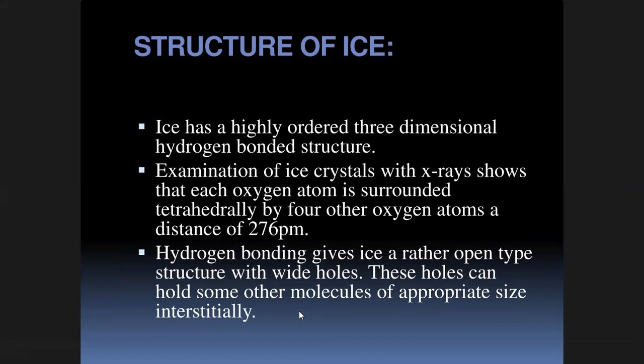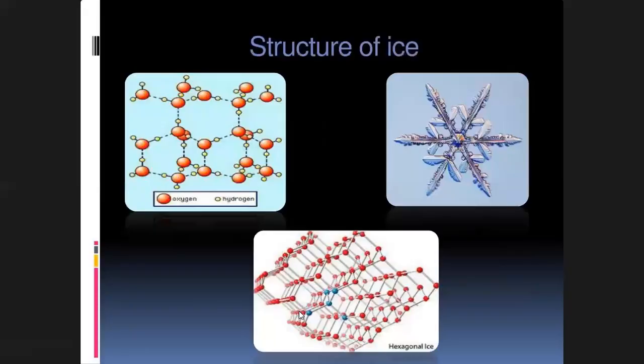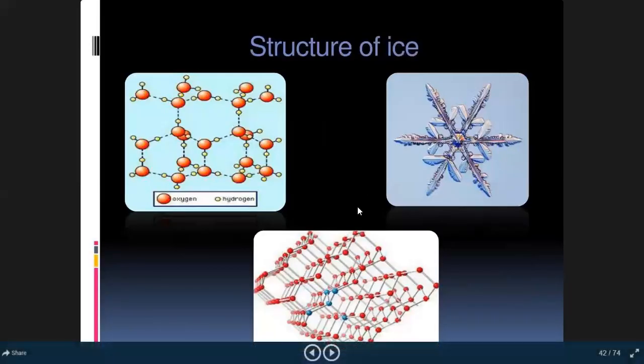These holes can hold some other molecules of appropriate size in interstitial sites. So what happened? How is ice formed? This is what ice looks like. ये तो फ्रोजन मूवी में आप लोगों ने सबने देखा ही होगा स्ट्रक्चर, है ना? तो ये वो स्ट्रक्चर एक्चुअली आइस का है.